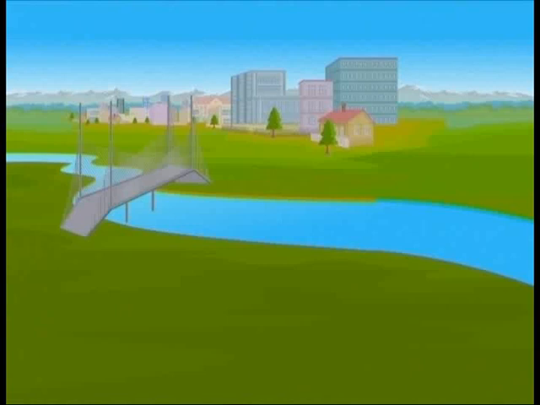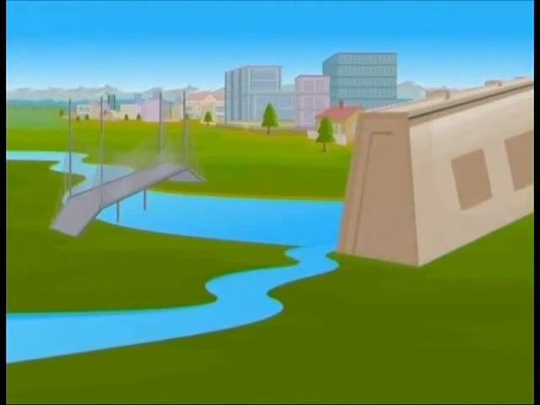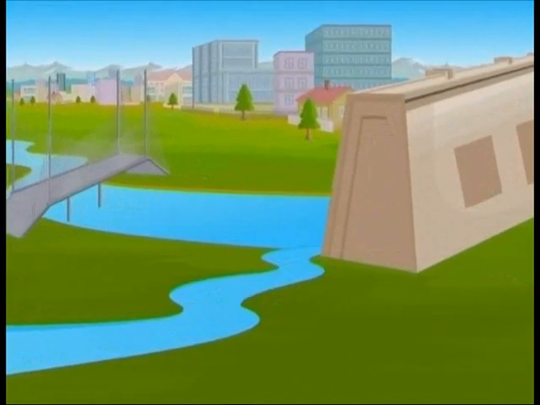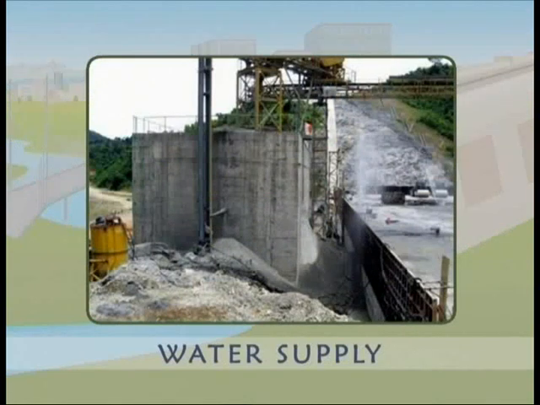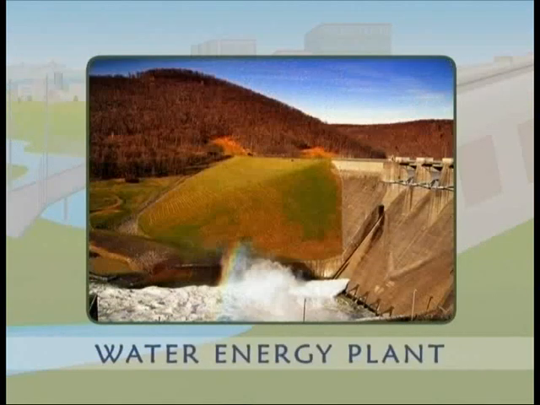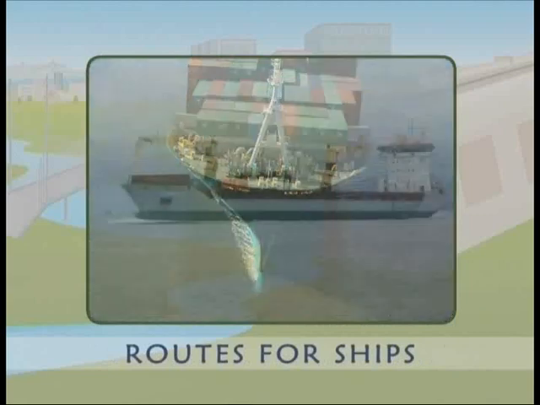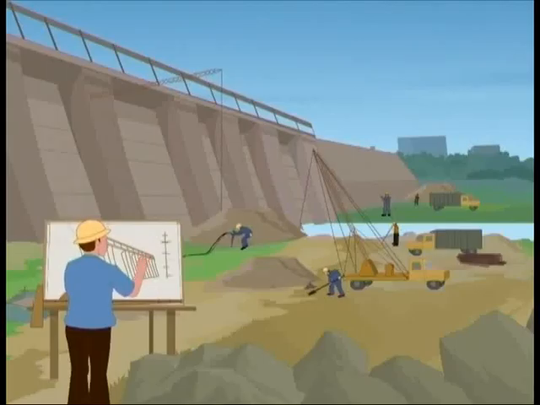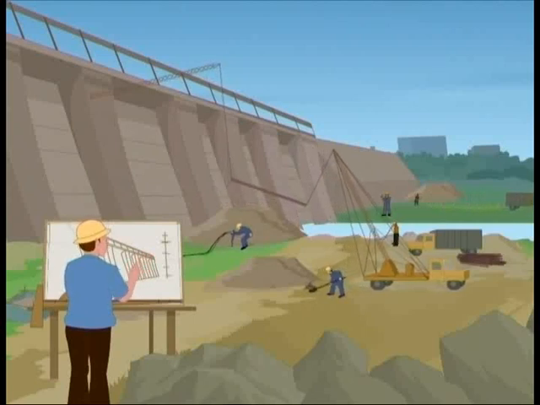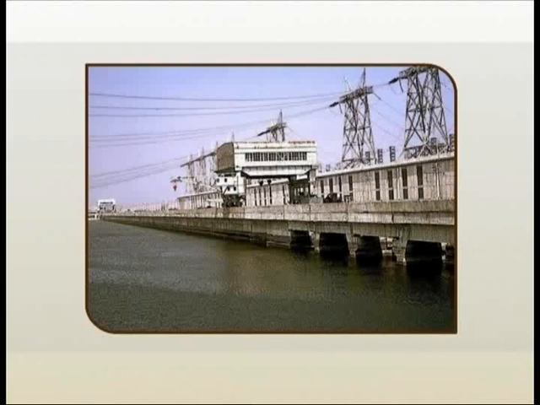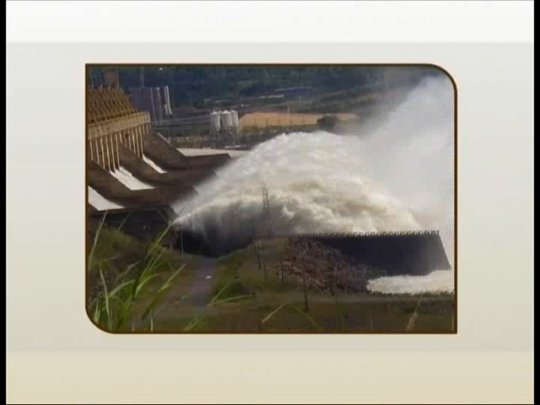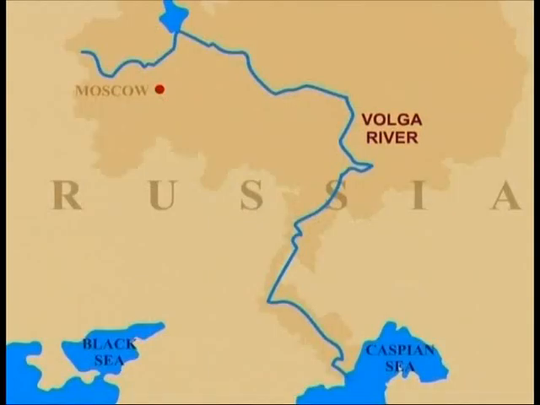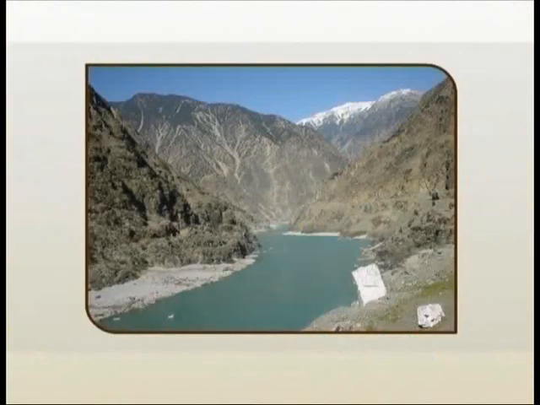Humans have also been responsible for reshaping nature by diverting and controlling rivers for various reasons like irrigation, public water supplies, using water to provide energy, and creating inland routes for ships. Building dams is one of the large river projects undertaken by humans. Large dams and reservoirs today interrupt many of the world's major river systems like the Volga in Russia and Indus in Pakistan.